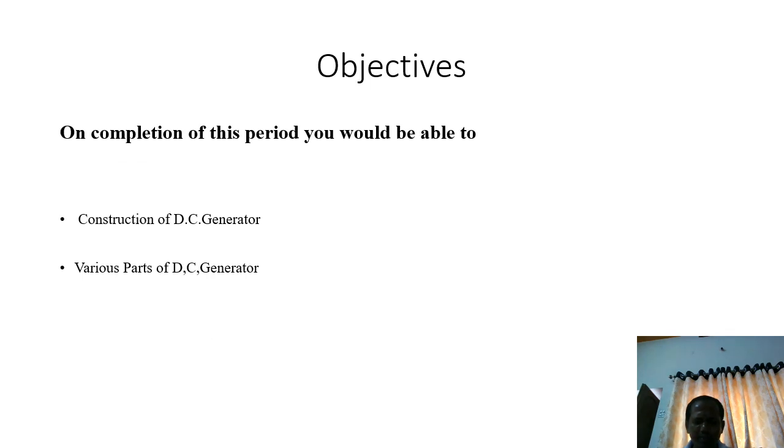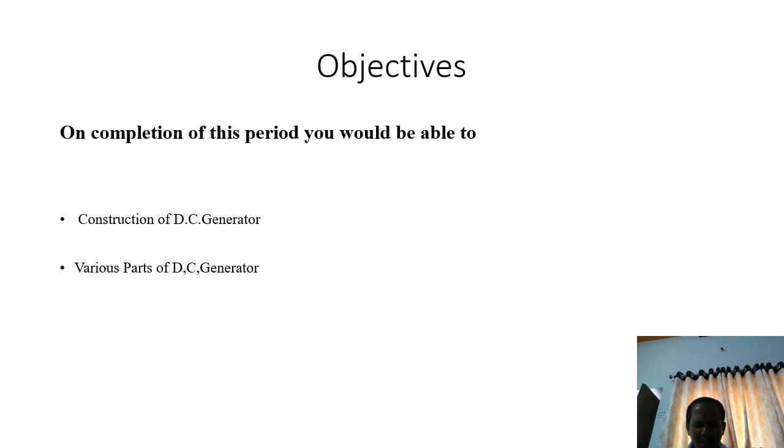So for completion of this period you would be able to know the construction of DC generators and various parts of DC generator. So here you must listen: the importance and definitions, applications, and constructions of DC generator were discussed.